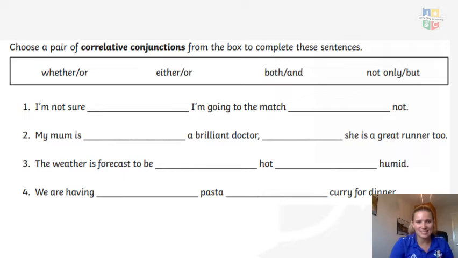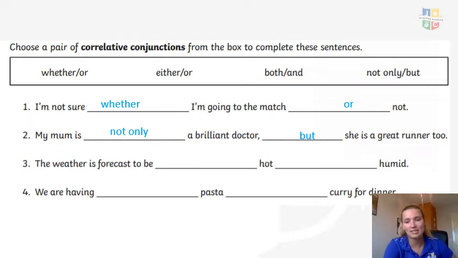Okay, so let's have a look to see. So we looked at the first one. I'm not sure whether I'm going to the match or not. Now the second one, my mum is not only a brilliant doctor, but she is a great runner too. Now if we'd have used the other words, it wouldn't have made sense because it's trying to say that she's both a brilliant doctor and a runner, but it's saying that she's not just one, she's two different things.